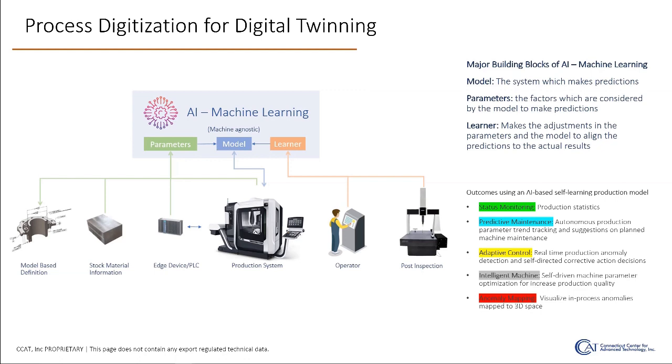So what you're seeing here is that from the model-based definition, stock material, and edge device data go up into the parameters that are part of the machine learning code. And then the learners, what we call learners, make the adjustments in the parameters and the model to align the predictions to actual results. Those feed into the machine learning code as well. And once the model is generated, we can consume that model either on the machine or on the edge device for corrective action. And I'll describe what I mean by that.